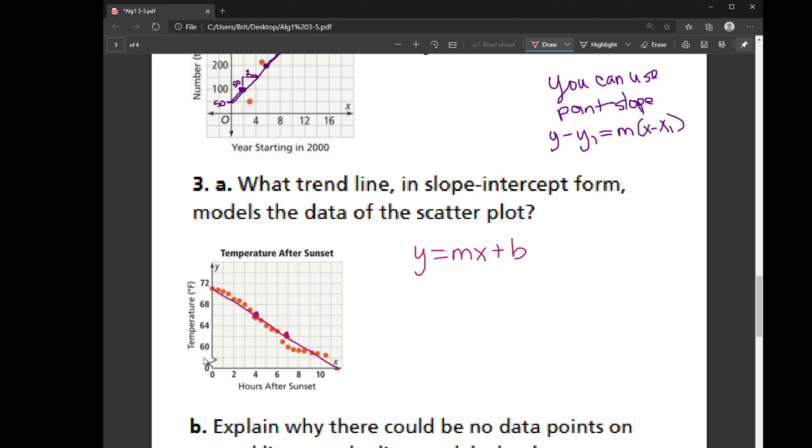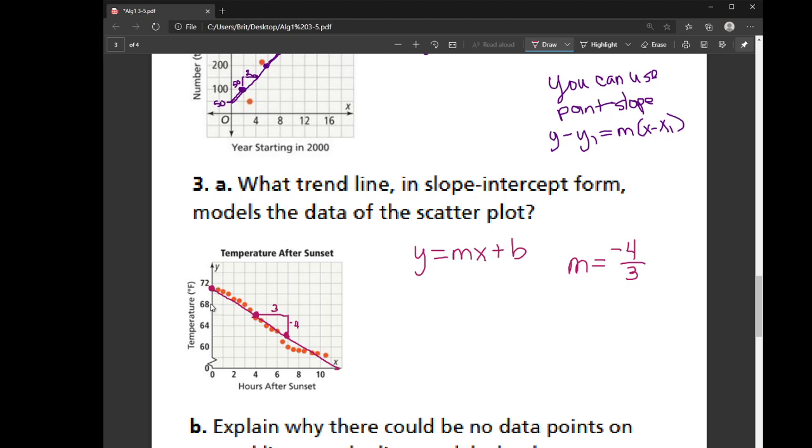Then we have to check the scaling on our graph. Notice that it's going from 60 to 64, so each box is worth 2 going up. My rise, or my fall really, because from left to right I'm falling, is 4. And here, our boxes are counting by 1s, so my run is 3. My slope is falling by 4 and running by 3, so it's negative 4/3.